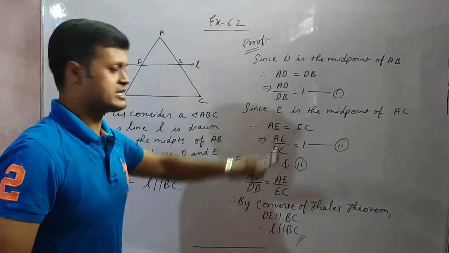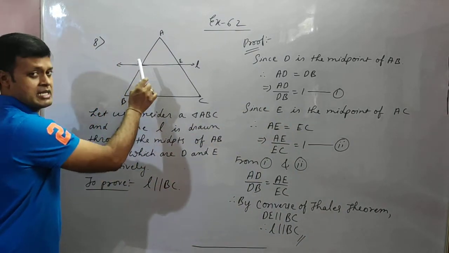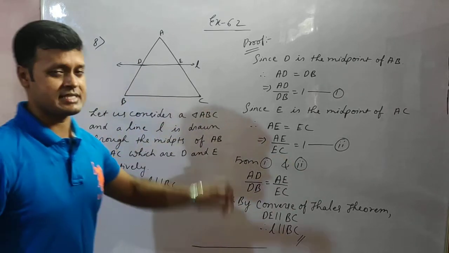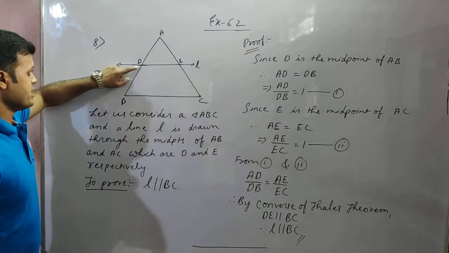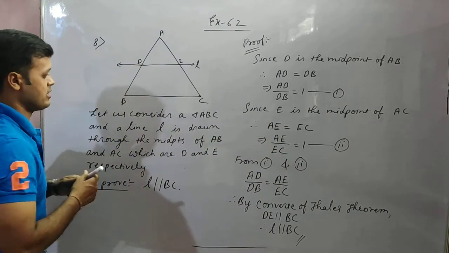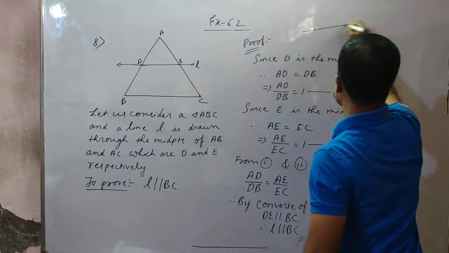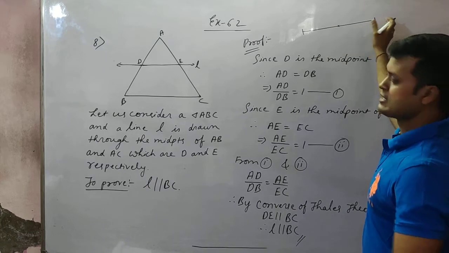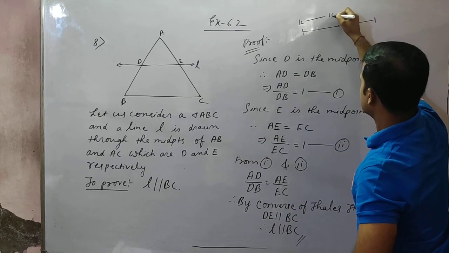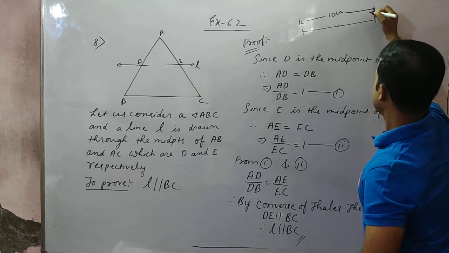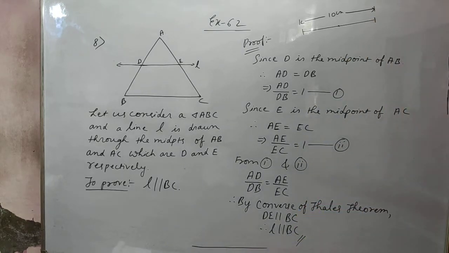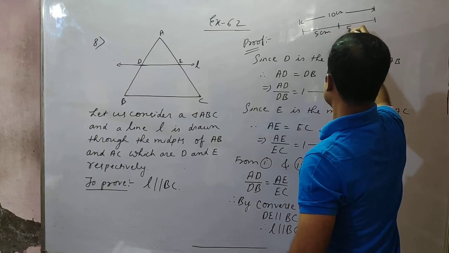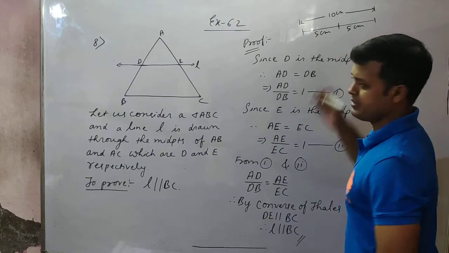Let us see. Since D is the midpoint of AB, students, look carefully. Midpoint means if a line segment is given to you, and this is the midpoint, that means this part and this part are equal. Suppose the full line is 10 centimeter. Then if this is the midpoint, this will be 5 centimeter and this will be 5 centimeter. This part and this part will be equal, isn't it?